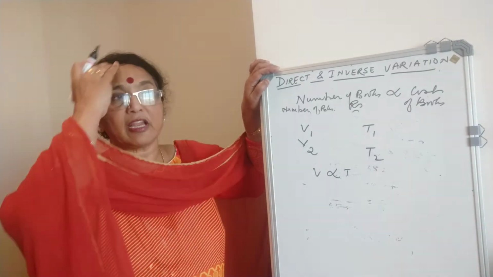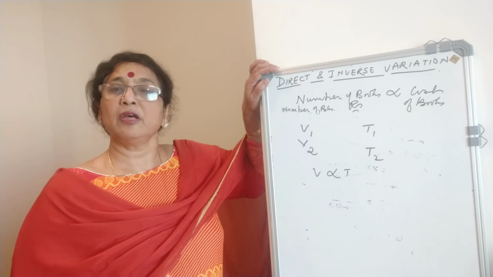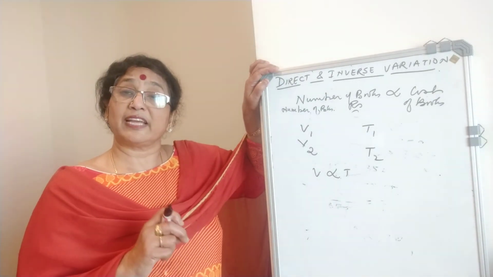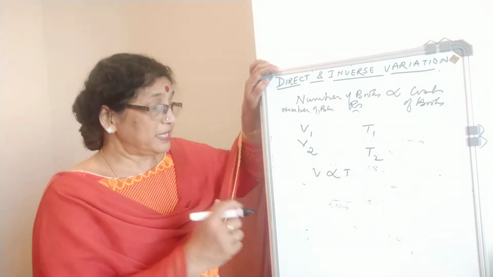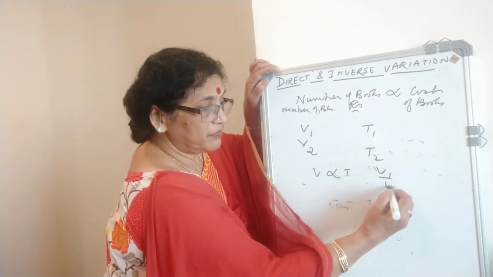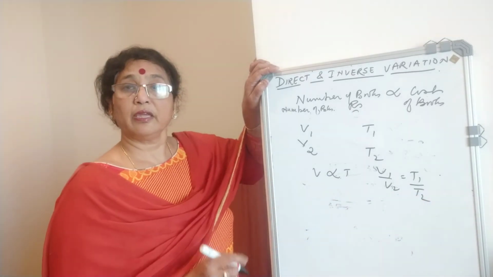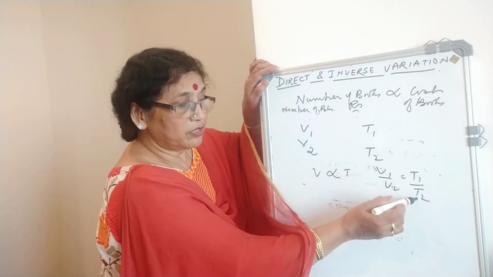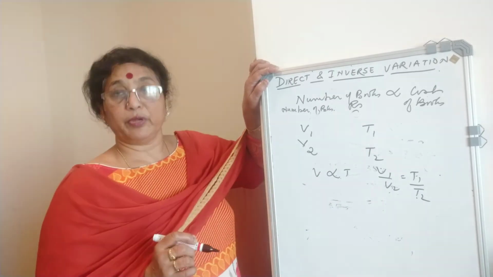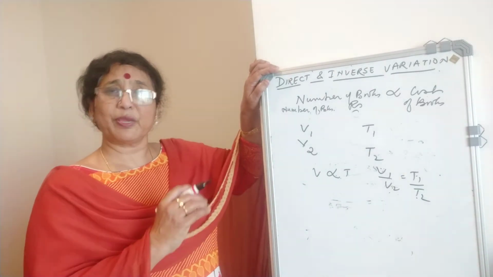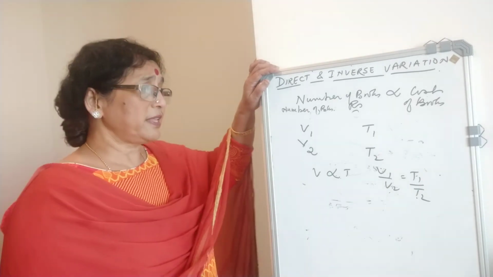Okay, later on in higher classes you will come to know how to solve these sums. Volume is directly proportional to T, that means V1 by V2 equals T1 by T2. That is why you do V1 into T2 equals T1 into V2. But small children, 6th and 7th, you don't have to go in this way. It's okay for the 9th and 10th.